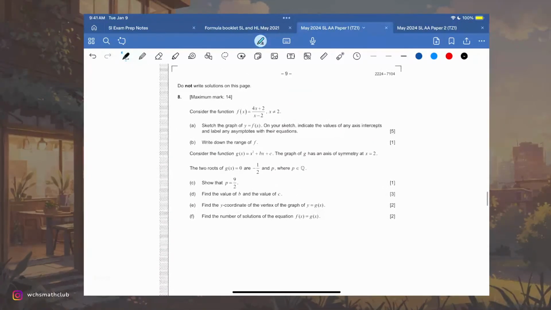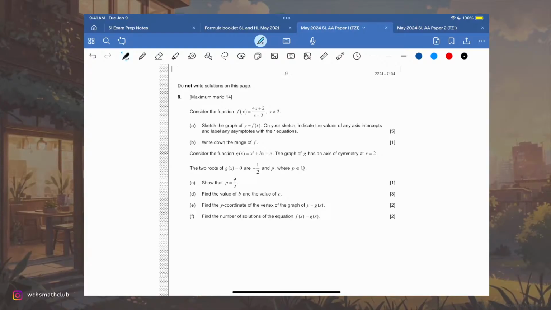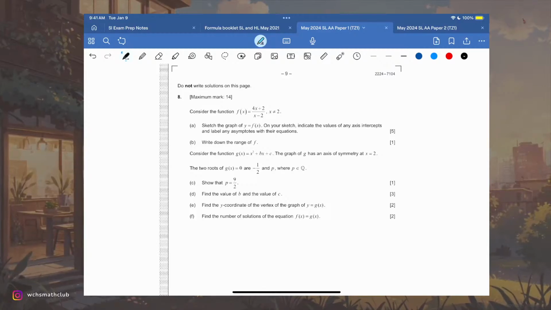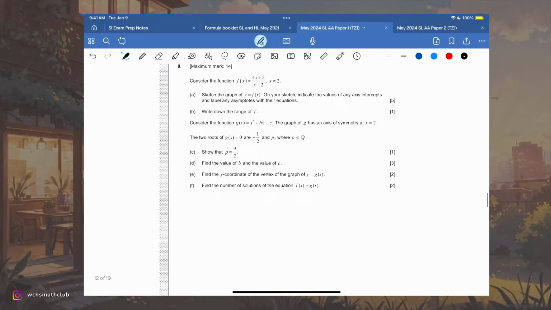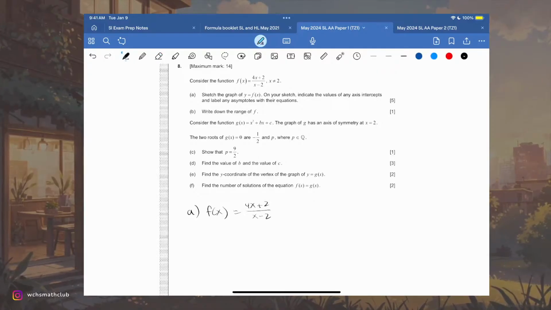Okay, so it says, consider the function f of x equals (4x plus 2) over (x minus 2), where x cannot be equal to 2. So part A says, sketch the graph of y equals f of x. On your sketch, indicate the values of any axis intercepts and label any asymptotes with their equations. So we have part A down here. f of x equals (4x plus 2) over (x minus 2).